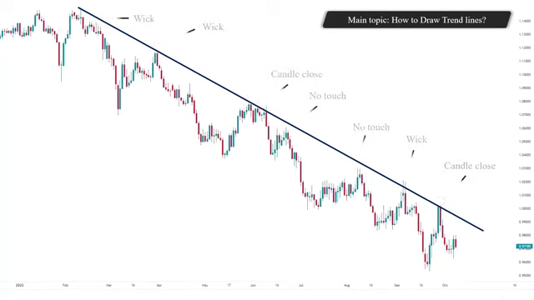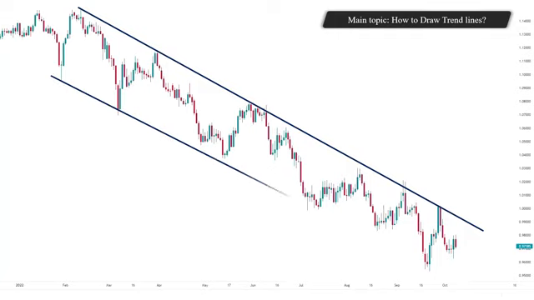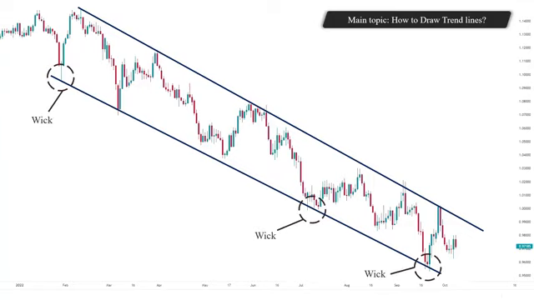So same along the bottom. This is how we would place our trend line to get the greatest number of touches possible. Once again, here the trend line touches the wicks. Here the body of candles. And these we could not get.